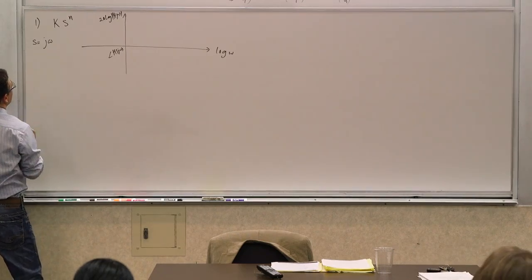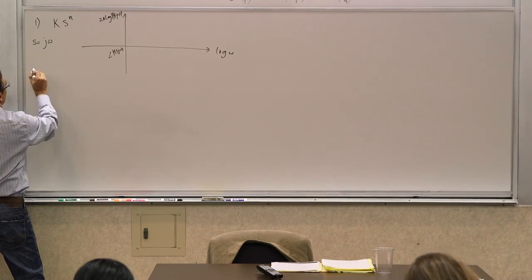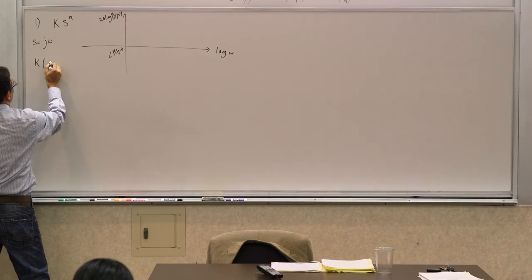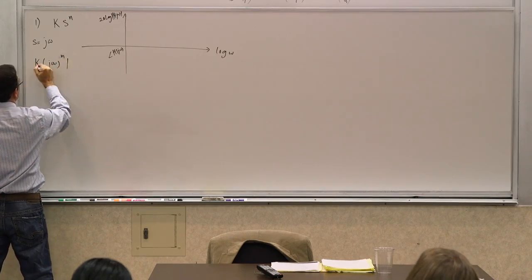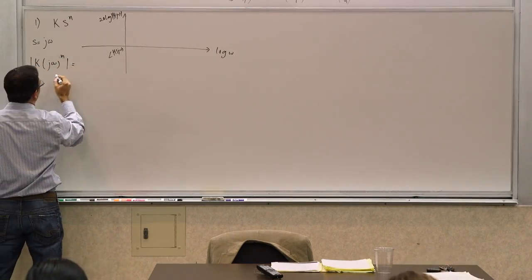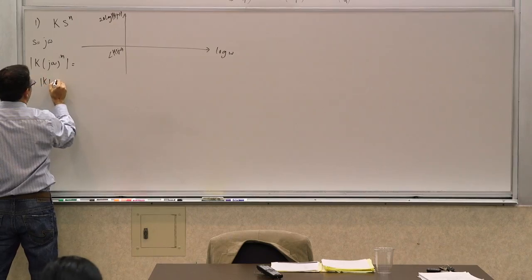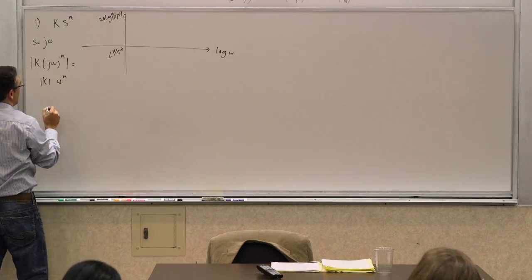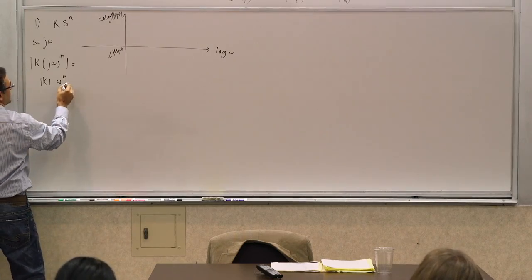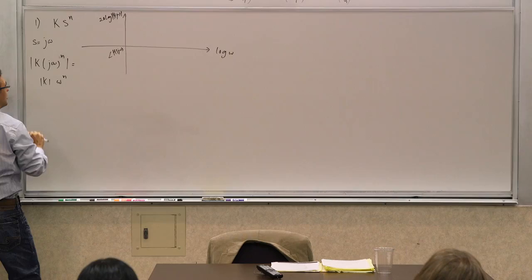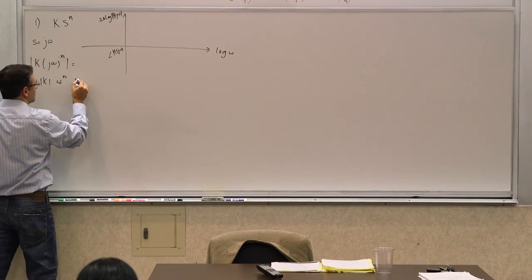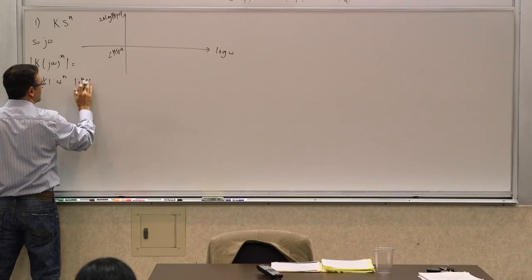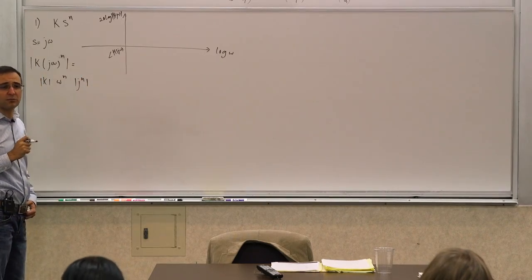So if I plug that in, what is the magnitude of this thing? It basically becomes k times (j omega) to the n, and you're interested in the magnitude of that. So it's the magnitude of k times the magnitude of omega to the n, times the magnitude of what? The magnitude of j to the n. What's the magnitude of j to the n? Why is it 1? That's correct. Why?